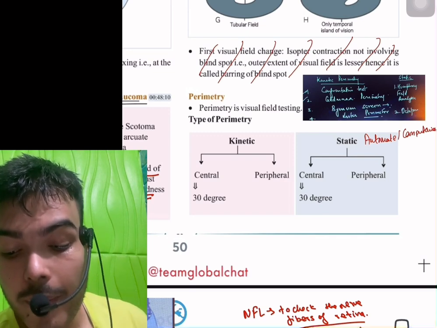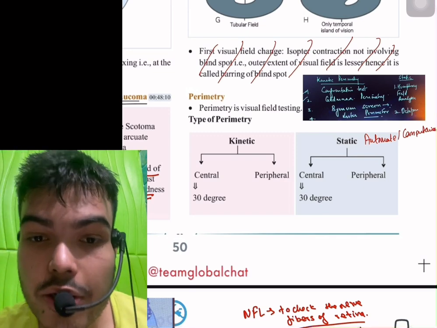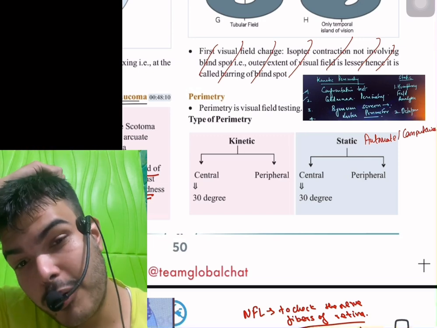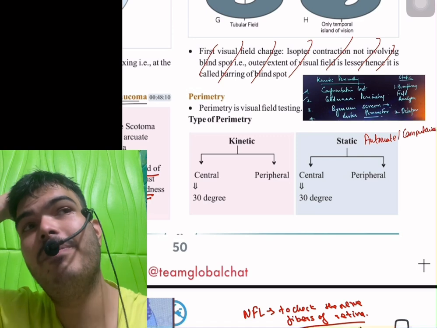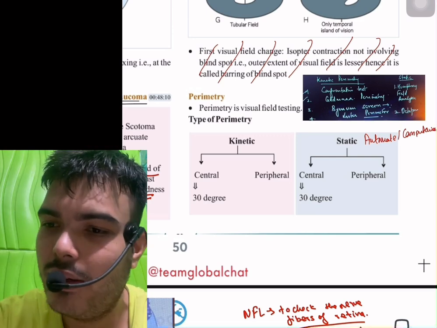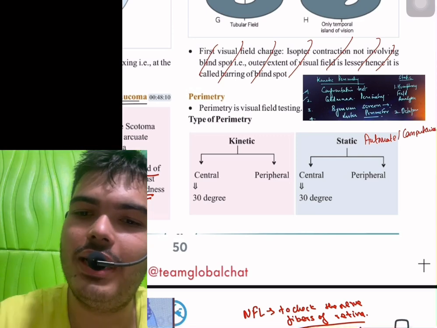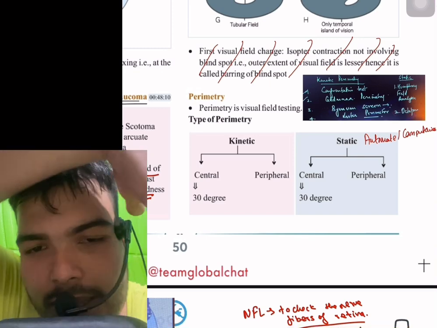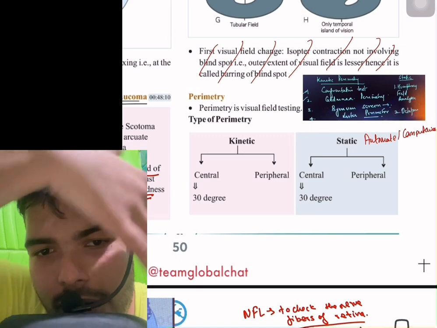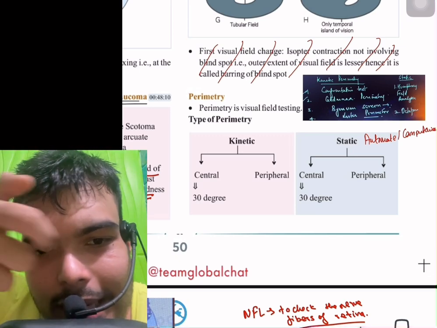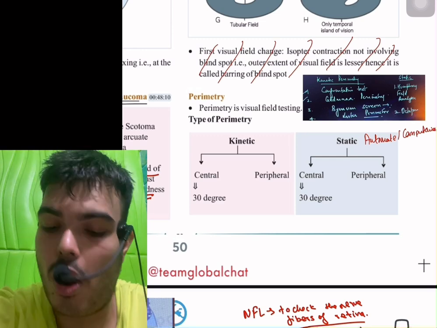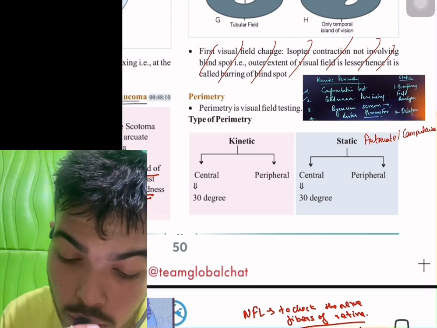Where you just have to put your chin like this. One of my senior optometrists told me that you have to put your chin like this. It's all covered, and whenever you see some light, just click. This is the Octopus or Humphrey.